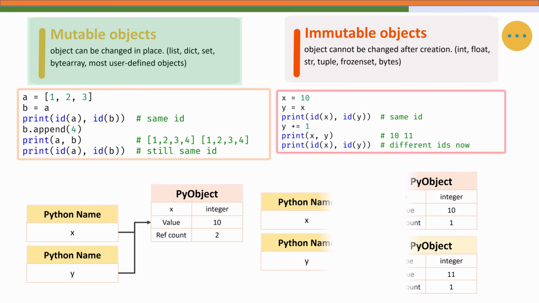When you change an immutable object, you actually create a brand new object and bind the name to that new object. Mutable objects can be changed in place. List, dictionaries, and sets are common mutable types. Mutating these objects modifies the object itself. Any name that refers to the same object will see the change.